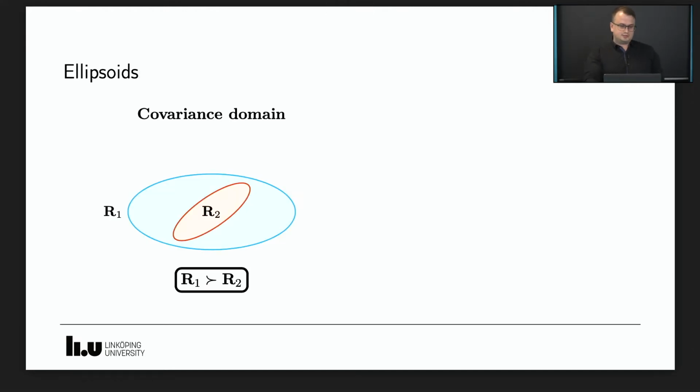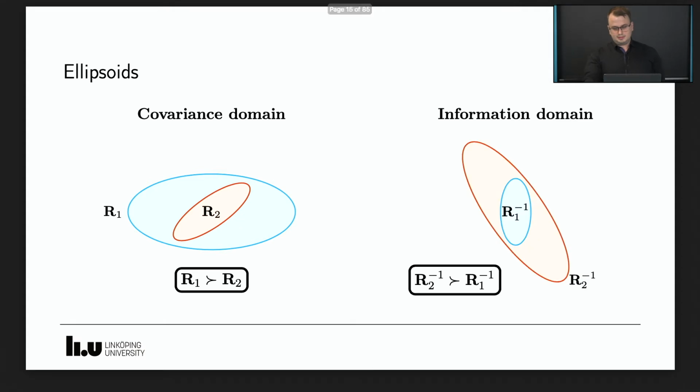Often it is very useful to represent covariance matrices as ellipsoids, or ellipses as they are called in 2 dimensions. So here we have 2 ellipses, one for R1 and one for R2, and we see that R1 strictly encloses R2. Then we say that R1 is larger than R2 in the positive definite sense. The inverse of covariance matrices are called information matrices, or simply information. And we see that if R1 is strictly larger than R2, then R2 inverse is strictly larger than R1 inverse. So, especially in conservative estimation theory, it is very useful to use the information representation.